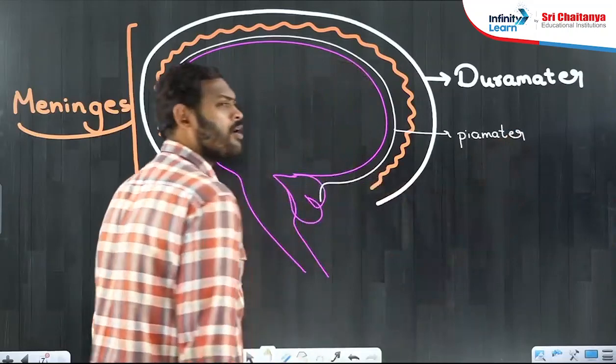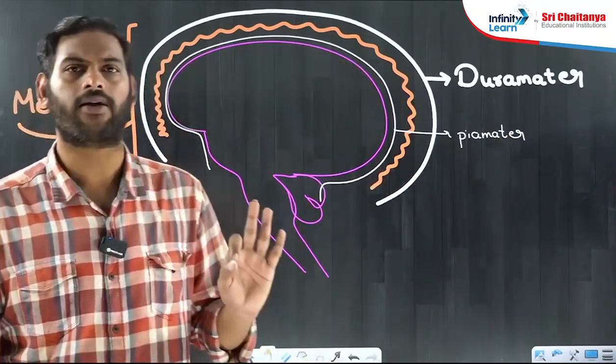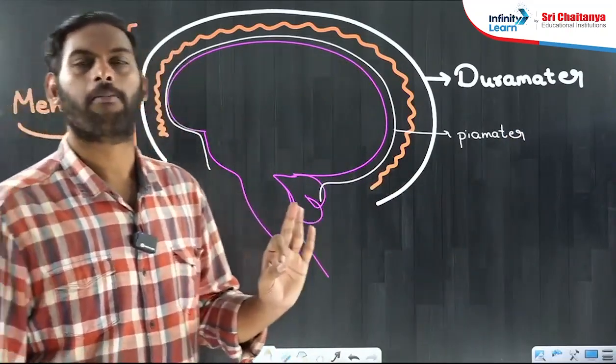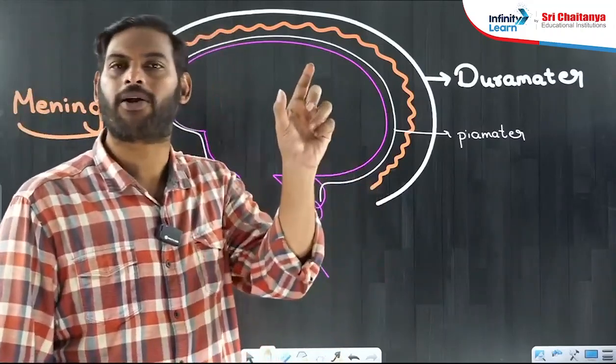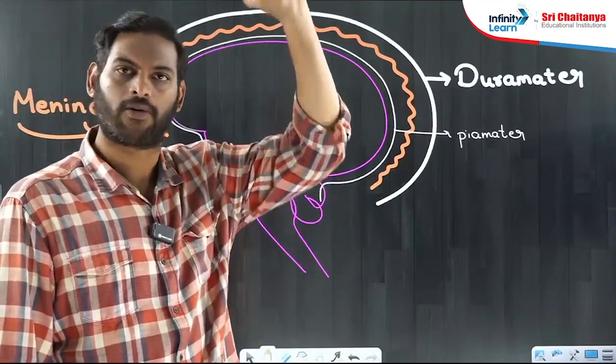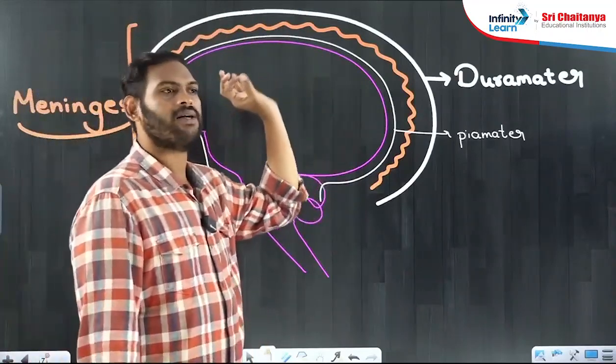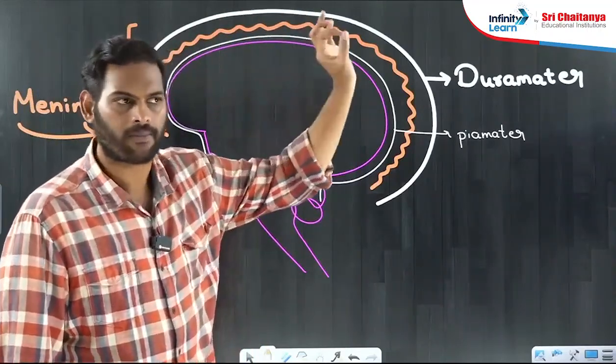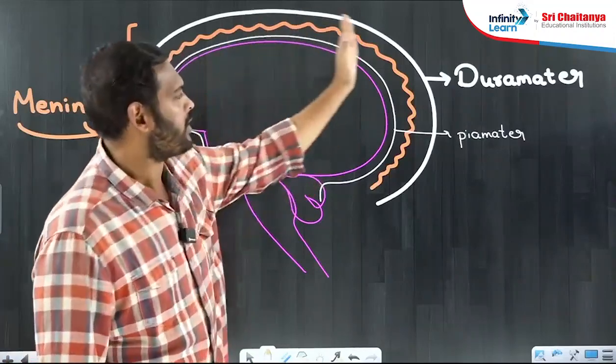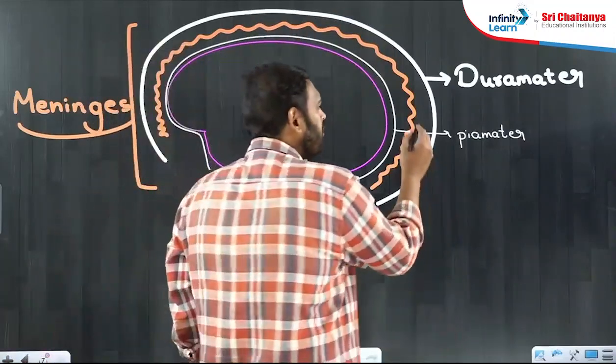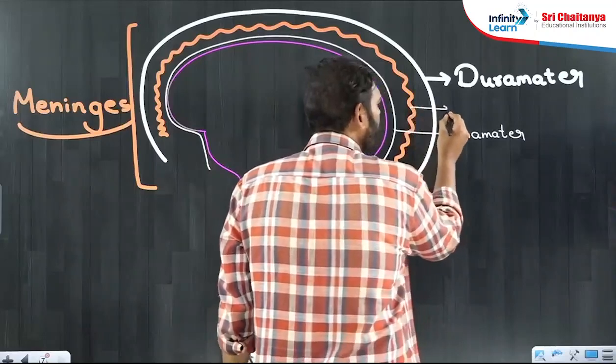Observe the spelling, it's not matter, it's mater. Mater means mother, maternal, paternal. That was the spelling, not matter: pia mater, dura mater. Don't pronounce it like that. Pia mater, dura mater. And between pia mater and dura mater, there was a layer.